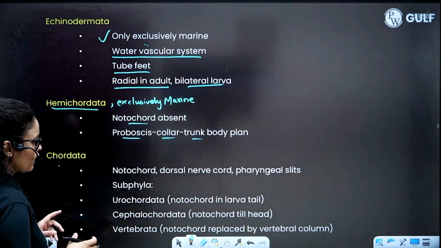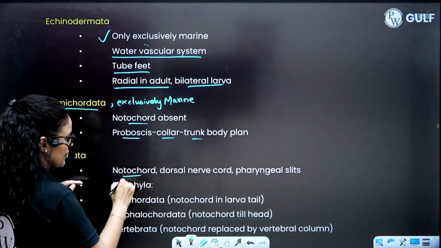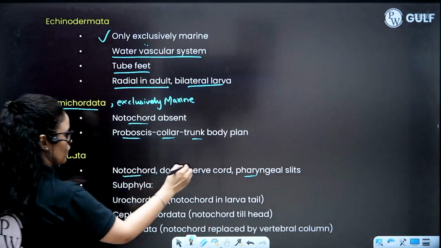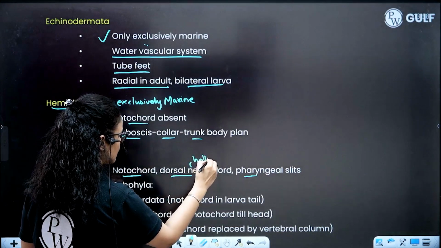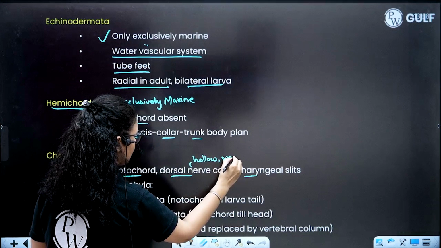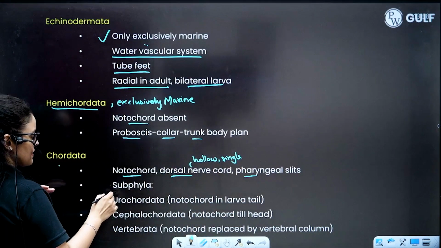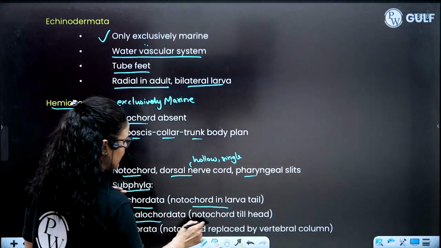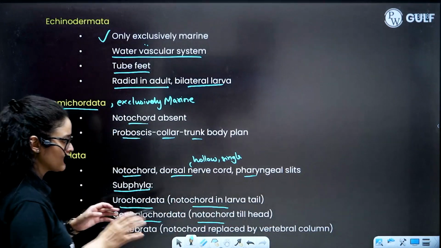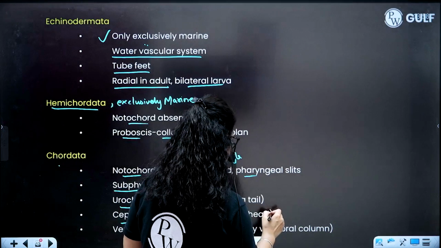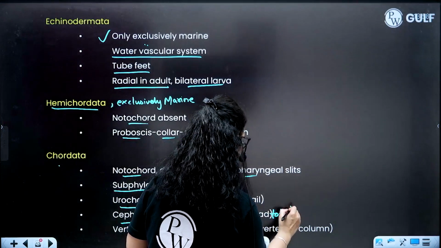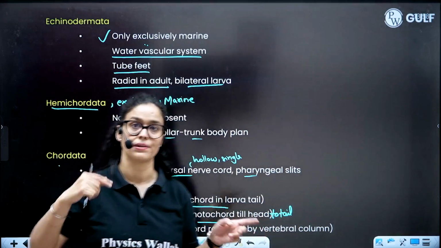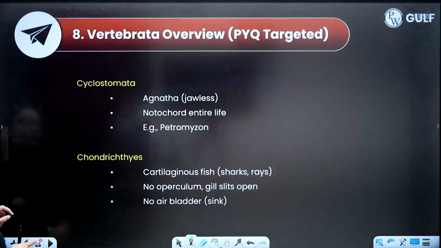When we talk about the Chordata, you will find questions from here. They have notochord, dorsal nerve cord, pharyngeal gill slits, and the nerve cord is single and hollow, right? Next, subphylum Urochordata, notochord in the larval tail; Cephalochordata, notochord from head to tail throughout life. That's the important thing. Vertebrata have notochord, which is replaced by the vertebral column. So we'll find questions from the Chordata.